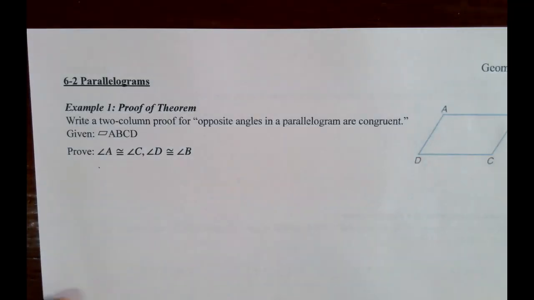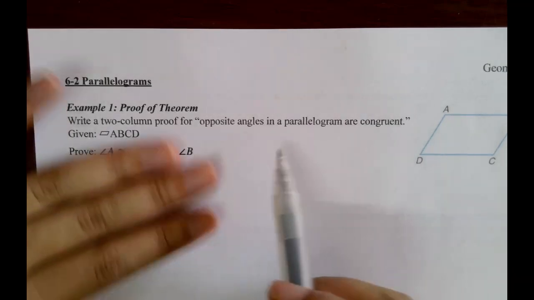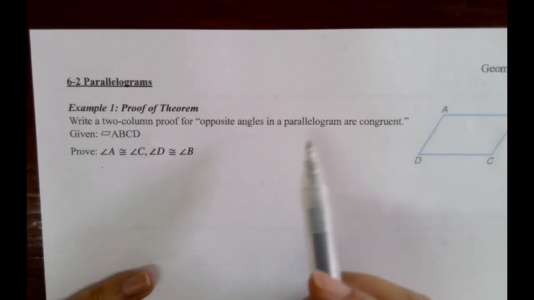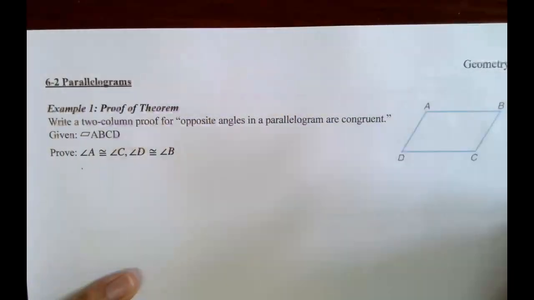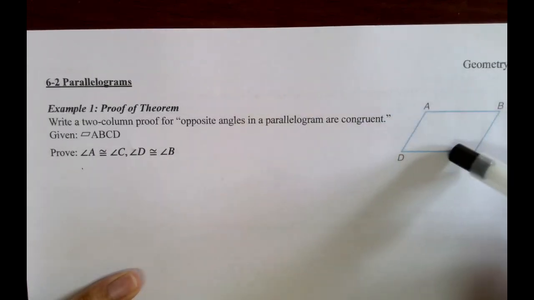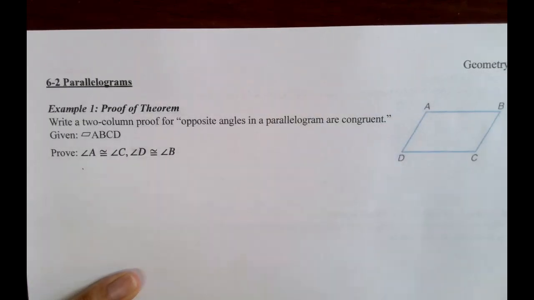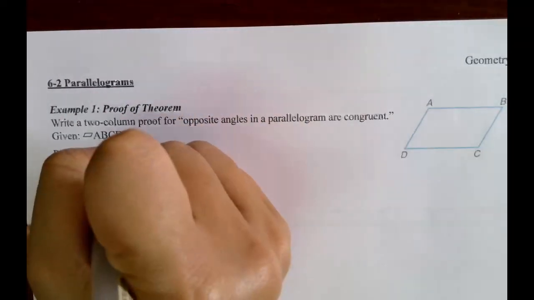Okay, so with that in mind, we're going to get started with our first example, which is just proving one of these theorems. So we're going to write a two-column proof for opposite angles in a parallelogram are congruent. We're given this parallelogram to help us explain things. And we want to prove that angle A and C are congruent and angle D and B are congruent. So I'm going to start with my statement and my reason column.